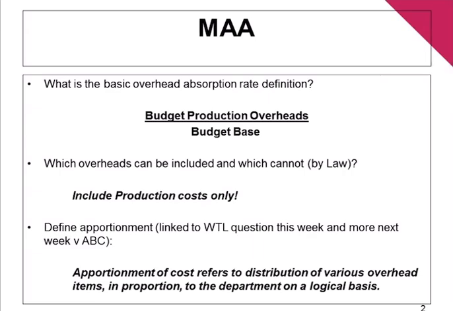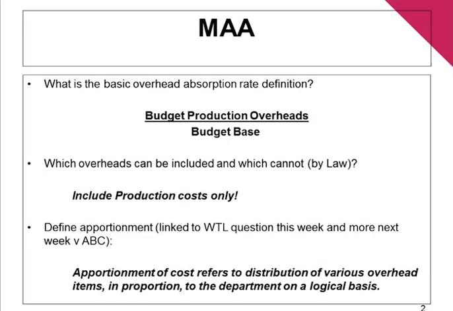If you look at the Word document, you have three very simple questions at the top. The first one is, what's the basic overhead absorption rate definition? And that's very simply budget production overheads divided by budget base. We've done it many times now. We've certainly done it at level 4, so hopefully this has now begun to stick.